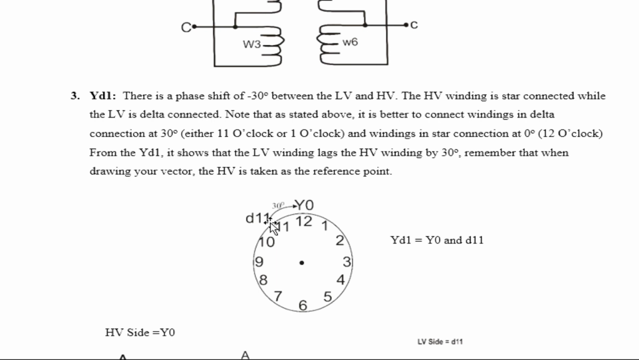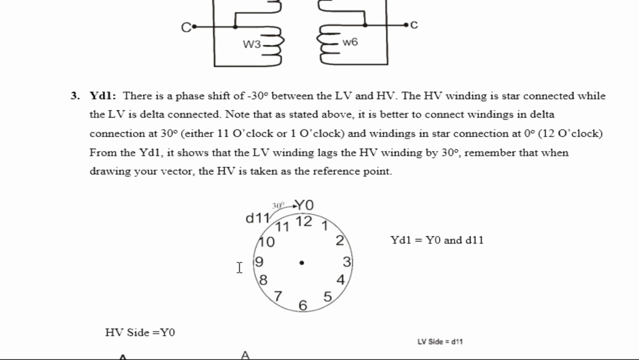If it moves like this now, if you look at how the arrow is, who is in front from this now? You could see that your Y0 is in front of D11. Your delta now is on 11, because that is how you get your YD1. Because if you look at it now, from 12 to 11, you are having 30 degrees apart. So 1 o'clock means 30 degrees apart.